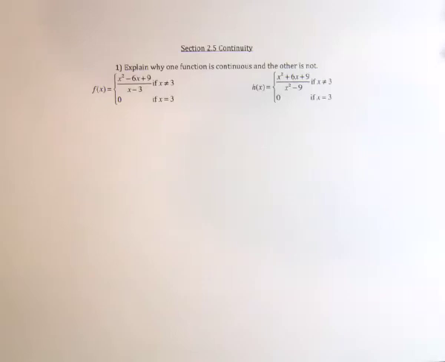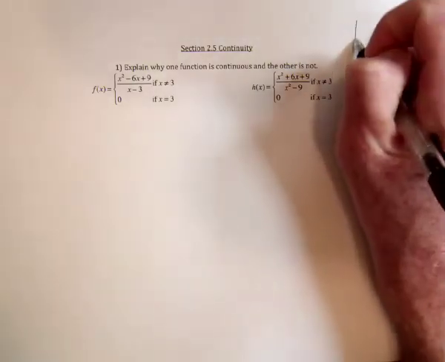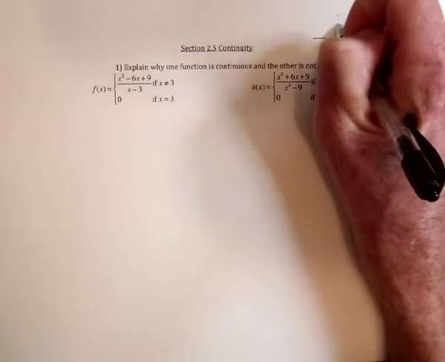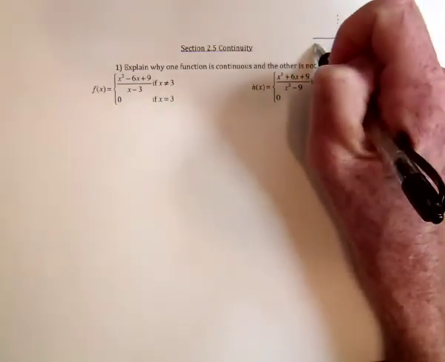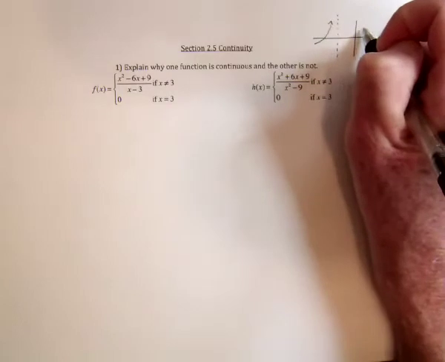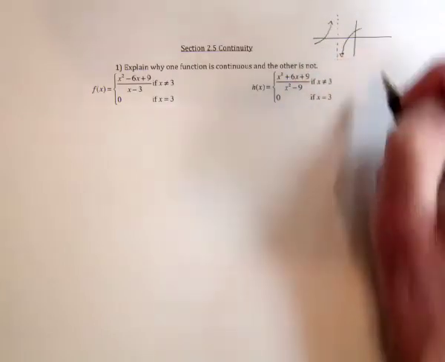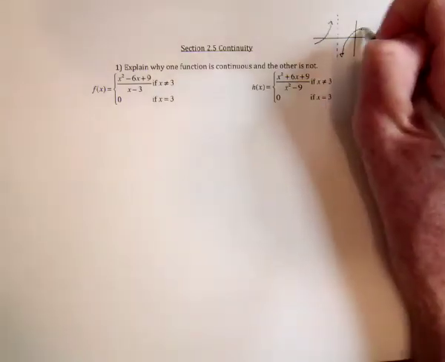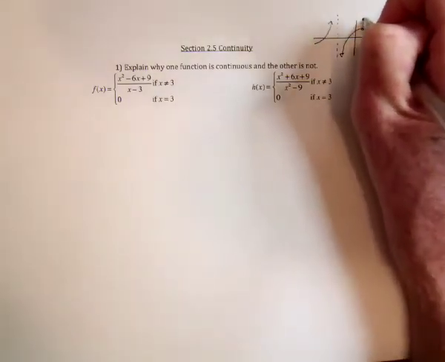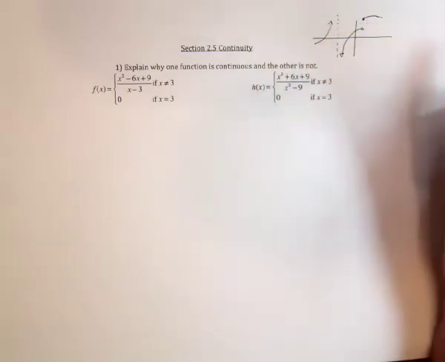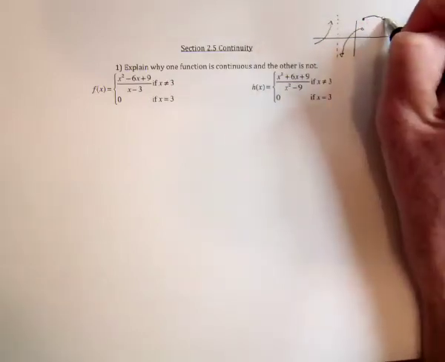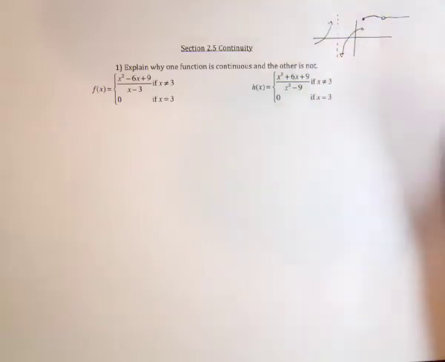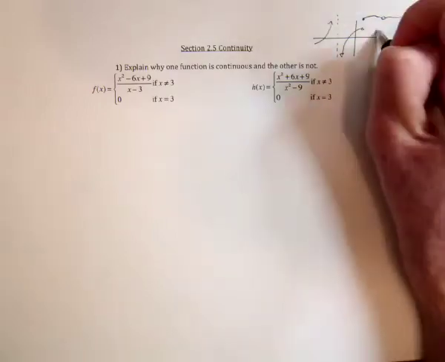So one of these functions is continuous and the other is not, although they look very similar. Some examples of being not continuous would be if, for example, there was an asymptote. Let's say this side goes up to infinity and this side goes down to negative infinity. That's not continuous. If there was some type of jump in the function, that's not continuous. And if there was some hole in the function, that's also not continuous.